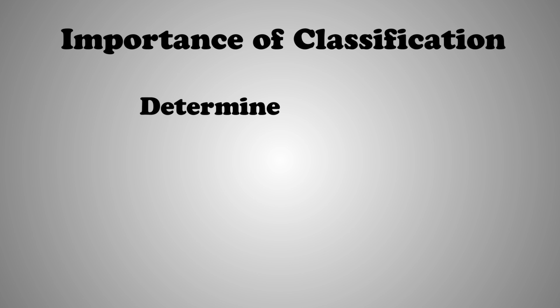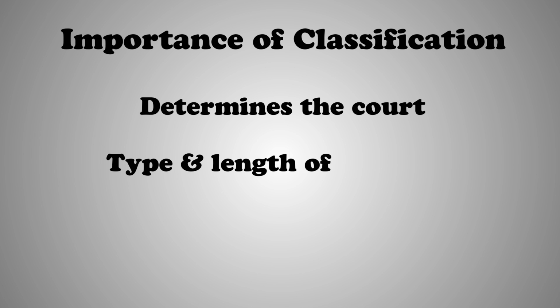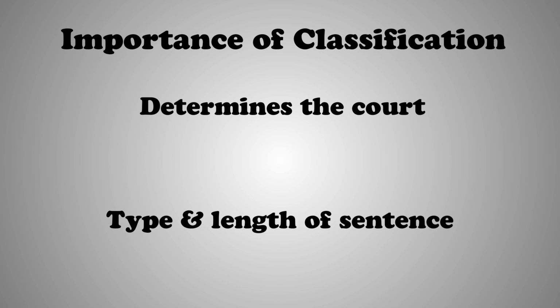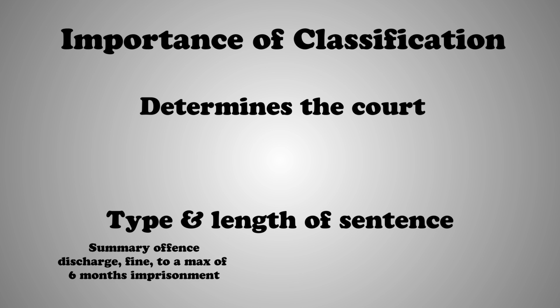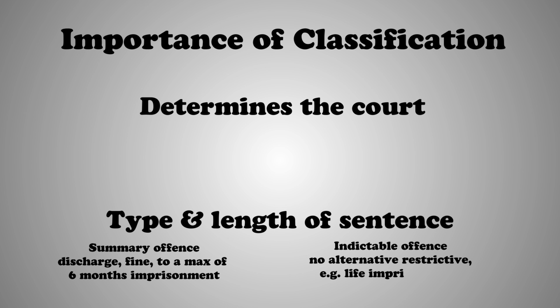Why might this be important? Well, firstly, it determines in which court a defendant may be tried. This also impacts the type and length of sentence an offender may receive. If it's a summary offence, the penalty may range from a discharge or a fine to a maximum of 6 months imprisonment. If it's an indictable-only offence, however, there is no restriction on the sentence. Life imprisonment may be imposed.